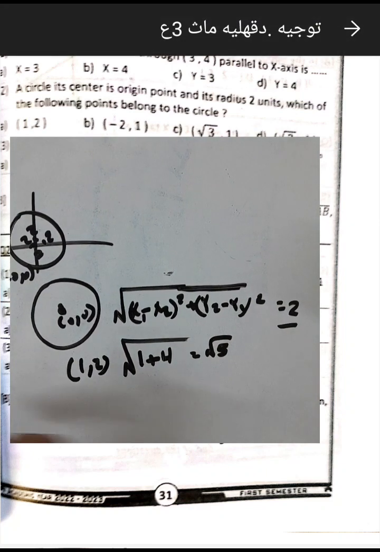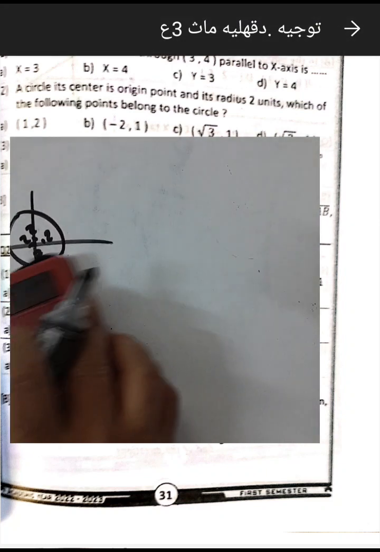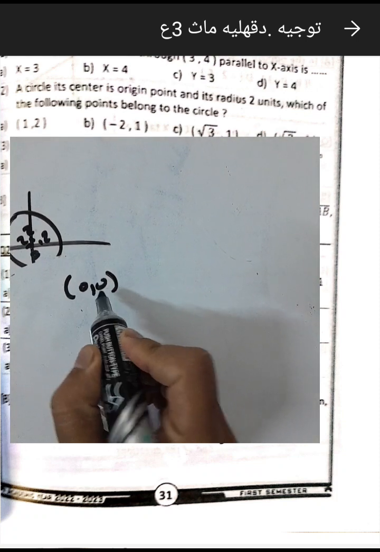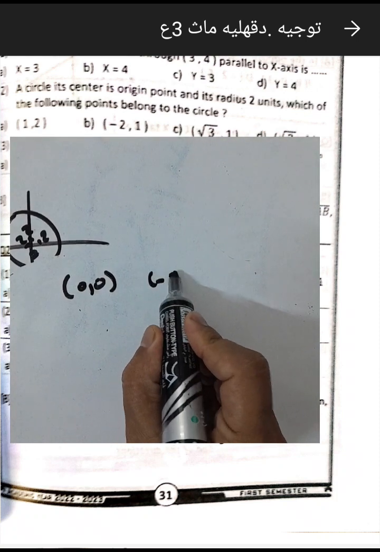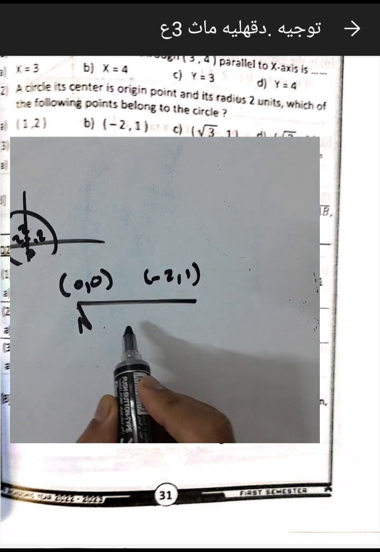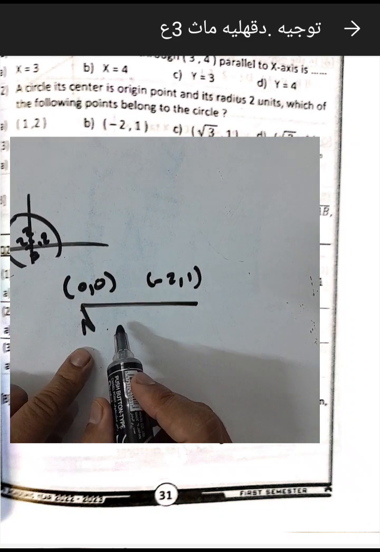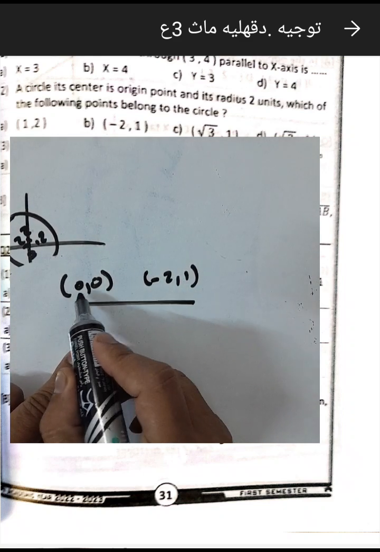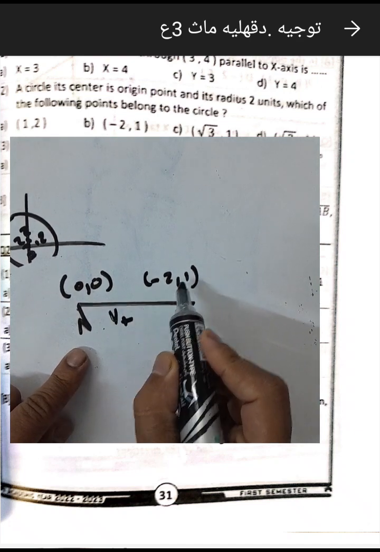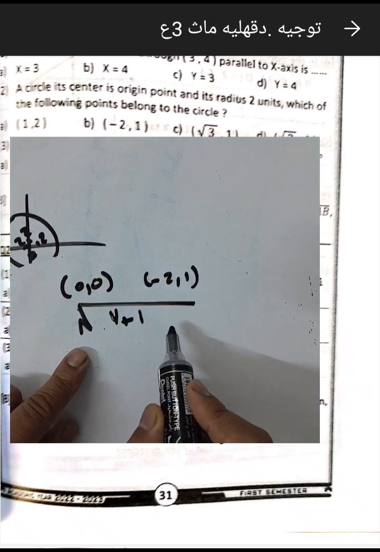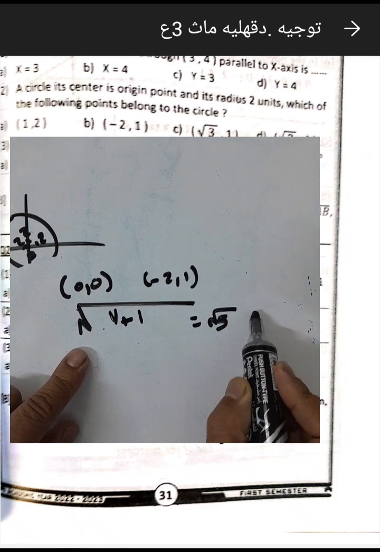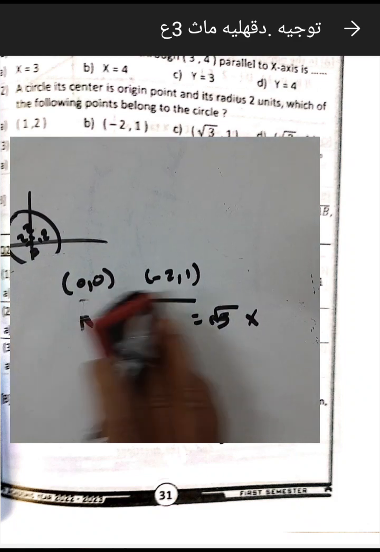Choose with me letter B or C. Look at letter B, we have (0, 0) and the point B (negative 2, 1). We find the square root of (negative 2 minus 0) squared, which is 4, plus (1 minus 0) squared, which is 1. The result will be root 5. It's not equal to 2, so letter B is false.